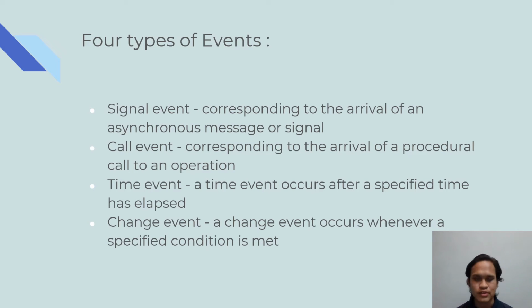So there are 4 types of event. The first one is the signal event, which corresponds to the arrival of an asynchronous message or signal. The second one is the call event, which corresponds to the arrival of a procedural call to an operation. The third one is the time event, which occurs after a specified time has elapsed. And the last one is the change event, which occurs whenever a specified condition is met.